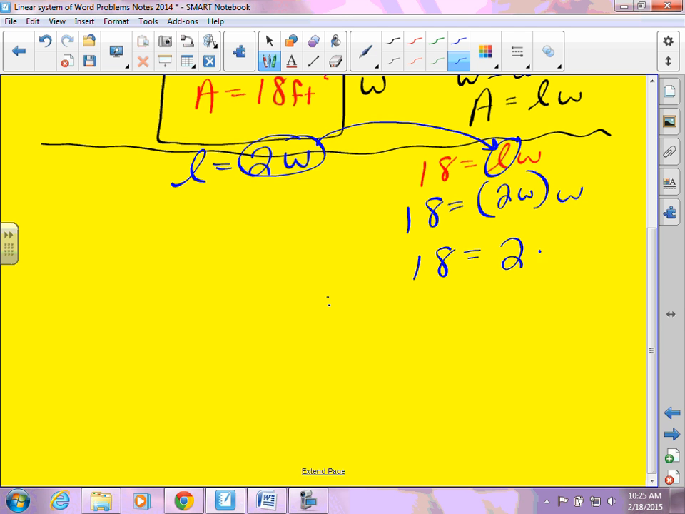W times W is? No, it's not C. W squared. So now we're dabbling a little bit in exponents. Right? Now, there's something that you might want to put on your paper kind of off to the side so that you remember this. Little review from other years.